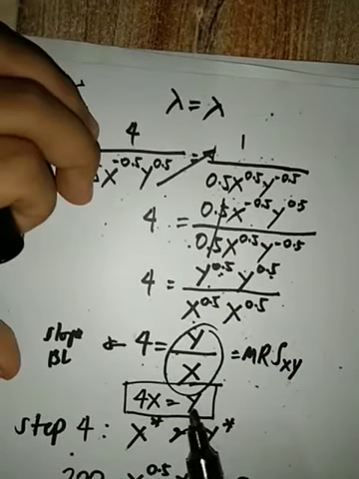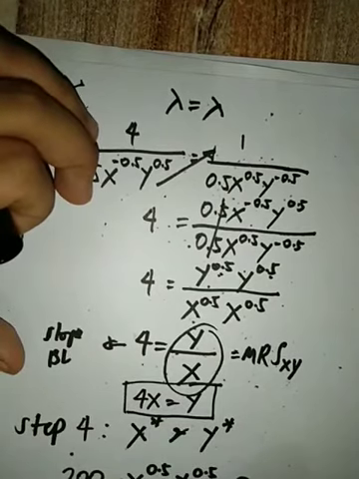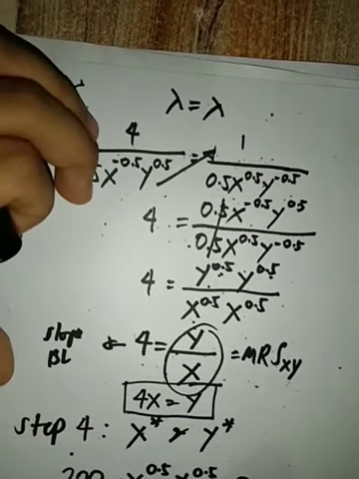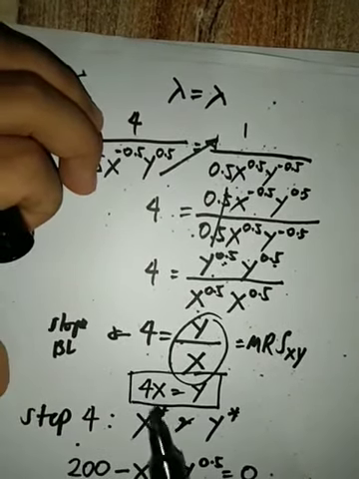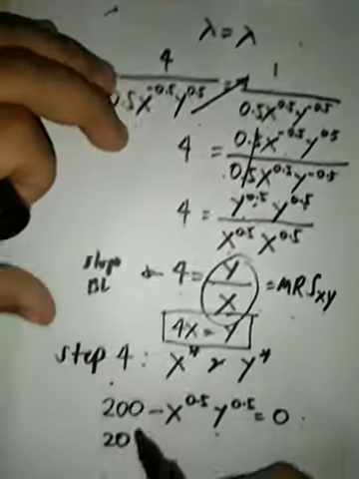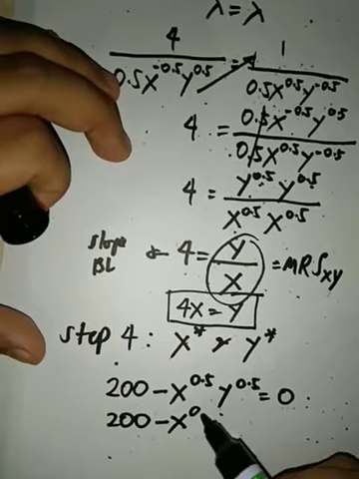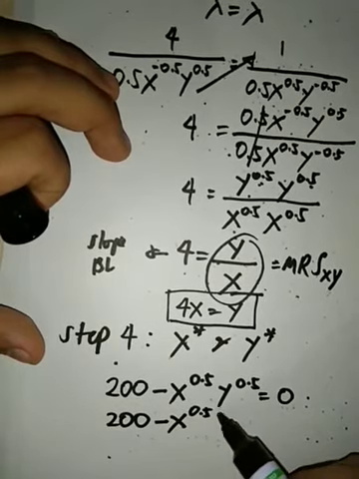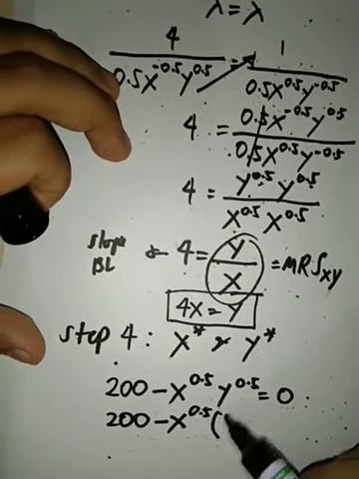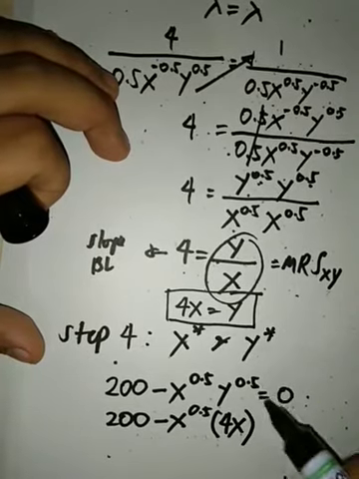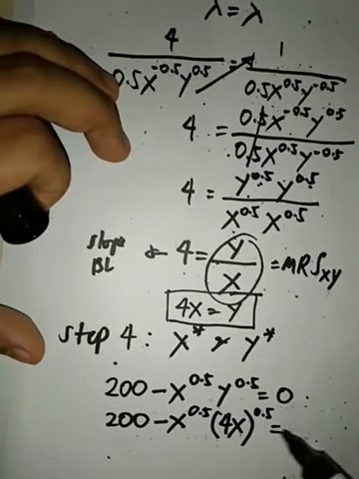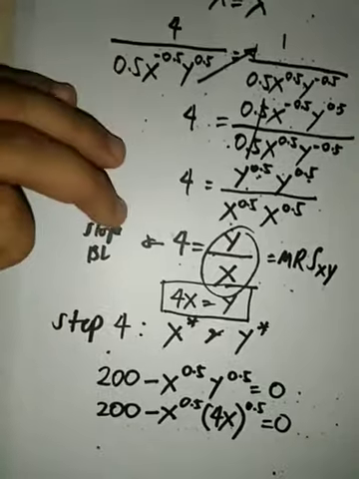Ngayon, itong y is equals to this one. So, you need to substitute itong y maging 4x. And this will become 200 minus x raised to 0.5. So, ang ating y dito is ito, 4x raised to 0.5, which is equals to 0. Okay.